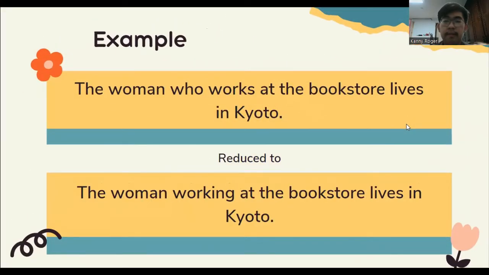For example, I have one sentence which is in active voice. It states, the woman who works at the bookstore lives in Kyoto. The result of the reduction is, the woman working at the bookstore lives in Kyoto. About how we can reduce a sentence and more examples, my friends will explain it.